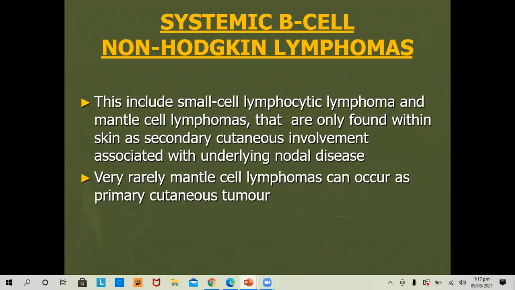Then the second category of B-cell lymphoma are the secondary B-cell non-Hodgkin lymphomas. These are the two types of B-cell lymphomas in which skin is involved, but it is involved primarily as secondary involvement after the nodal involvement. And these tumors include the small cell lymphocytic lymphomas and mantle cell lymphomas. Very rarely, mantle cell lymphoma occurs as a primary cutaneous tumor that involves the skin as a primary involvement.